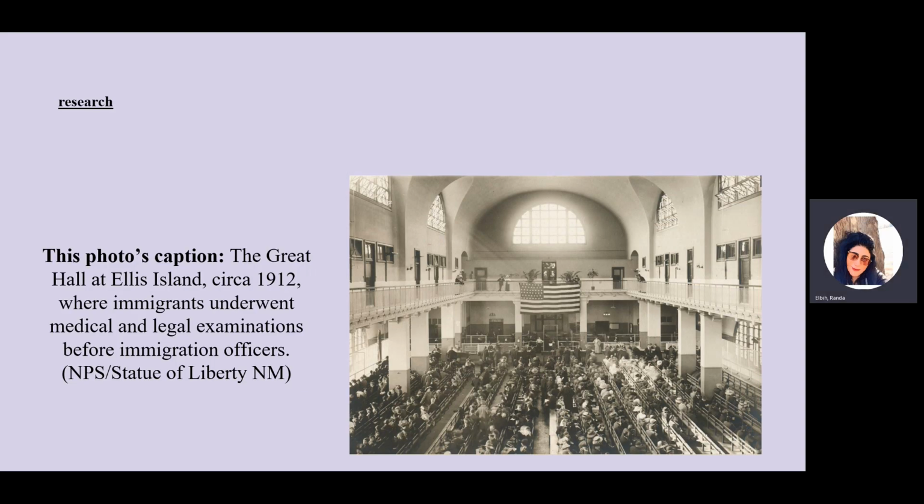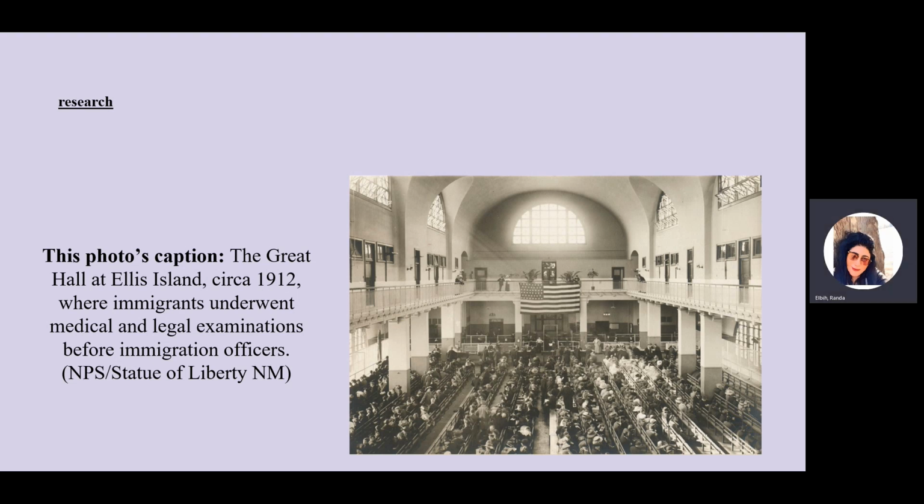So we need to still do some research to understand everything about an artwork. Research means finding out more about the object you're looking at. So some questions, for instance, about this photo: the caption says, "The Great Hall at Ellis Island, circa 1912, where immigrants underwent medical and legal examinations before immigration officers. NPS Statue of Liberty, NM."